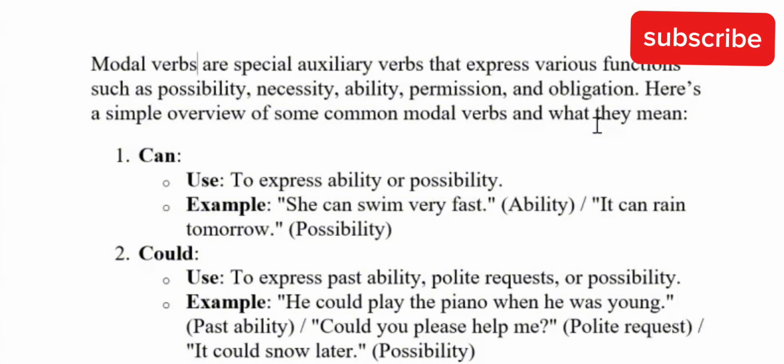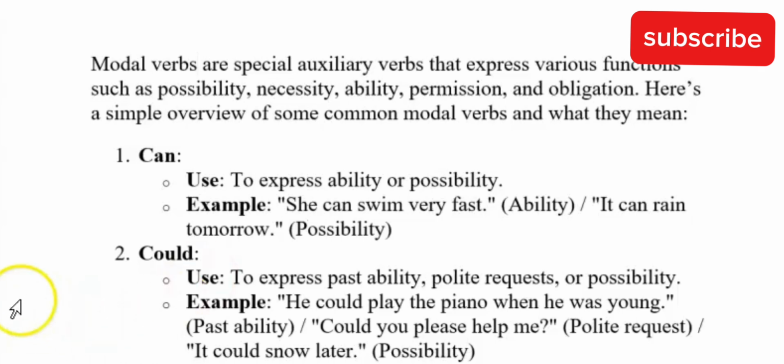Okay, so let's start. Firstly, we will start with can and could. That is very common. Can we use to express ability or possibility, and could we also use to express ability, but can we use to express ability in the present. Okay, she can swim very fast. It means she has the ability to swim, but in the present.